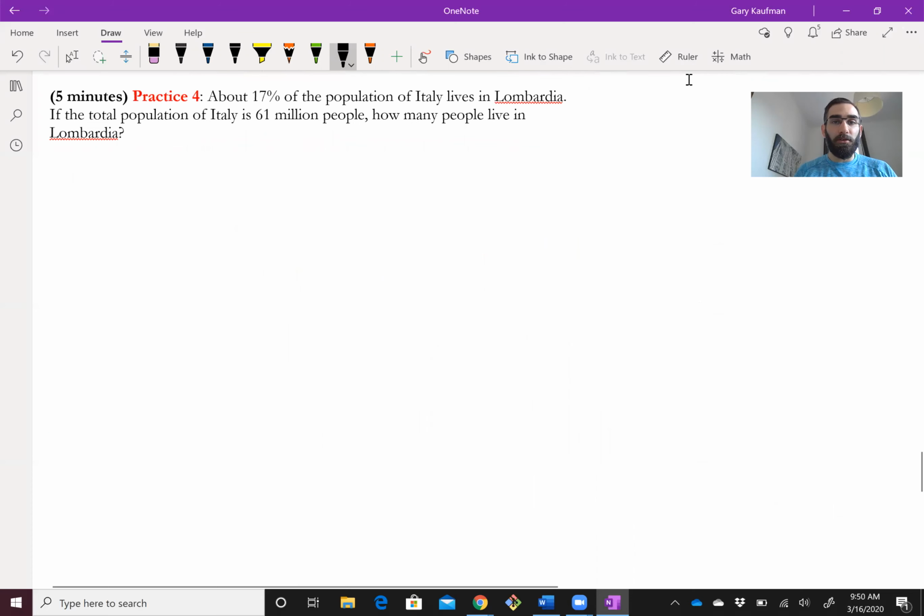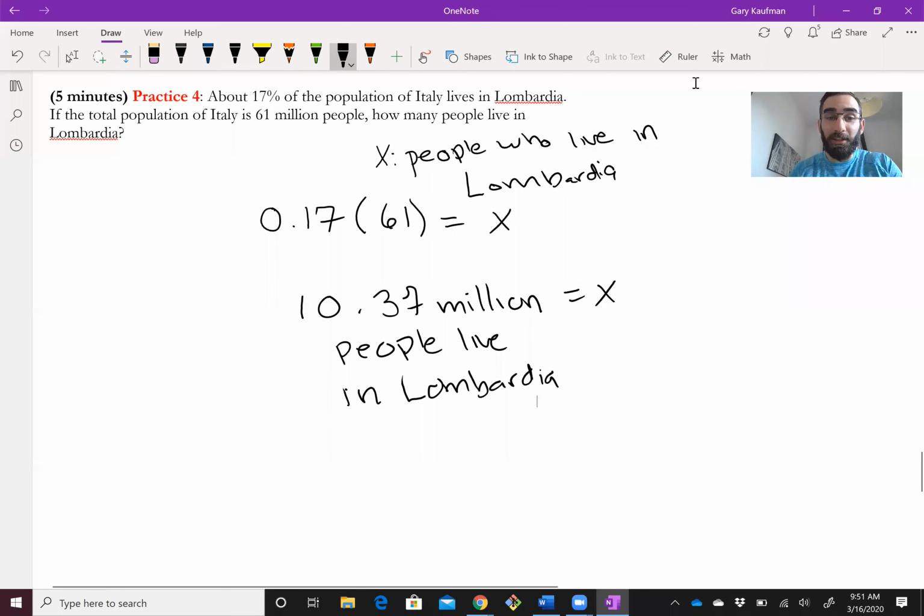Here you go. Give it a shot. So it becomes really easy when we're missing the final value, the comparison value. So 17% of the population live in Lombardia. So 0.17 times 61, using that word again, of, is our 10.37. All right.